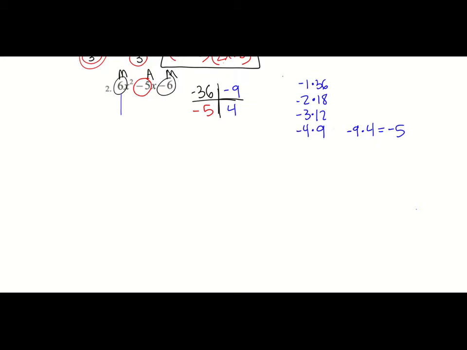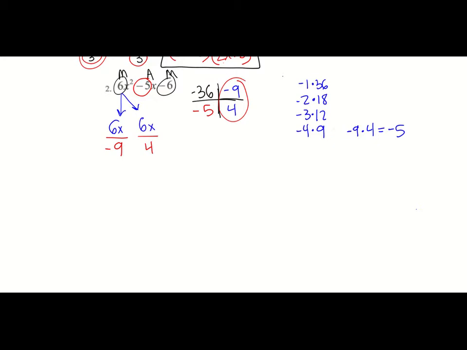So I'm going to drop this coefficient down. So I have 6 and 6, and I'm going to split my variable. So I have an x on one and an x on the other. Then I'm going to take my two numbers and make my fractions. So I have a negative 9 and a 4. Step number 4, simplify those fractions.